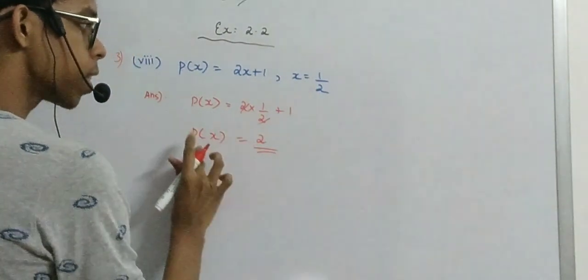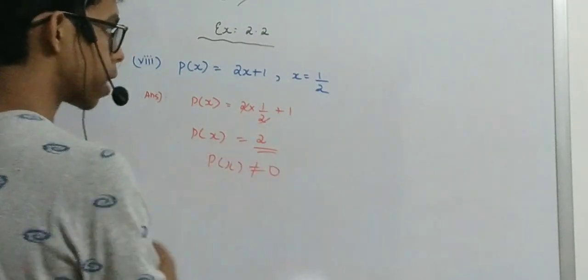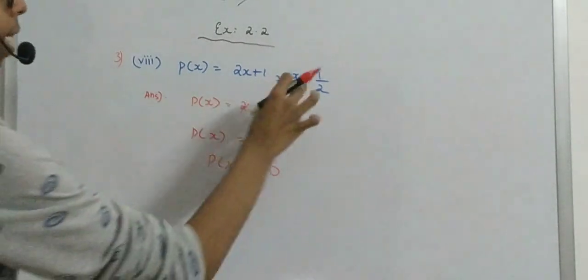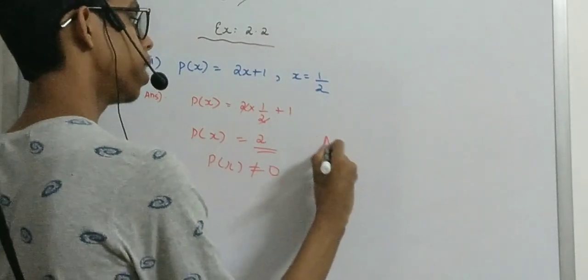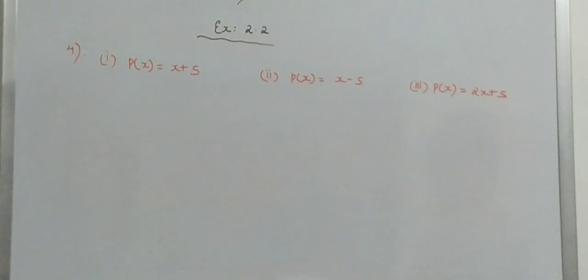Okay, so this is not equal to 0. P of x is not equal to 0. Since P of x is not equal to 0, this x is equal to 1 by 2 cannot be the 0 of the polynomial. Okay, so you can write no. I hope it is clear to you. Now let's move on to our fourth question.